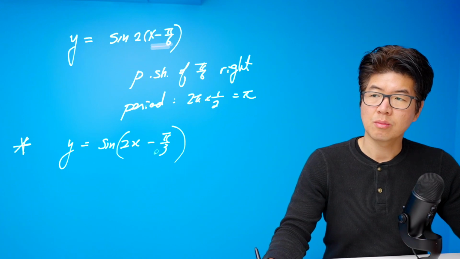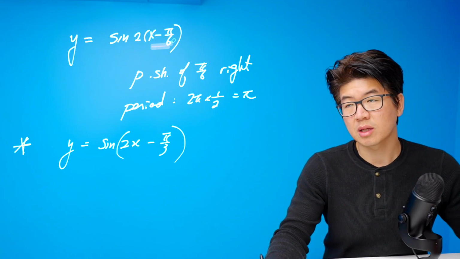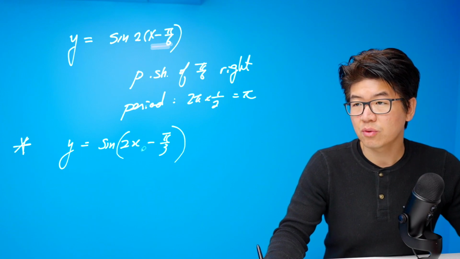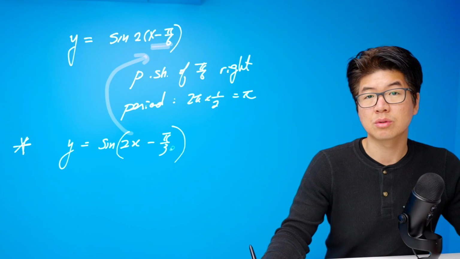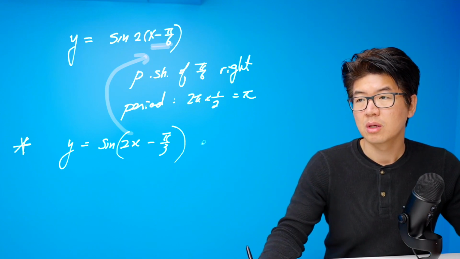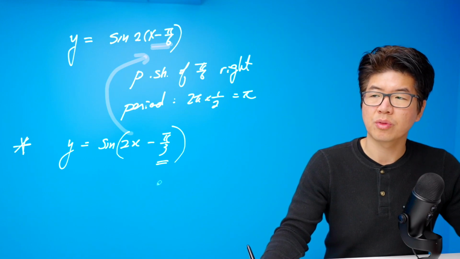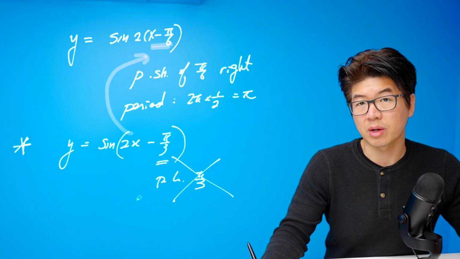If it's in this form, where x has a number multiplied to it before subtraction, here we're subtracting and then you're multiplying by 2 after, you have to get it to this form to get the proper horizontal shift or phase shift. A lot of students will go, oh, this looks like this roughly, so the phase shift is pi over 3 to the right, and that will be incorrect.